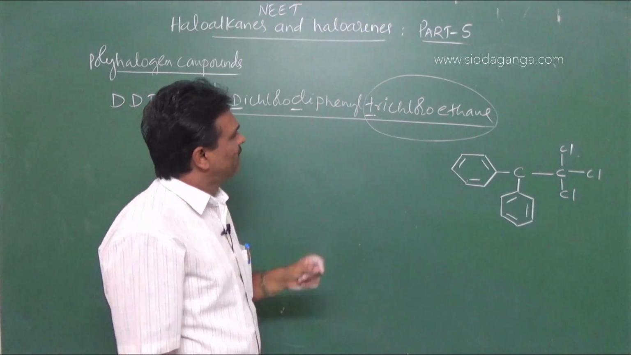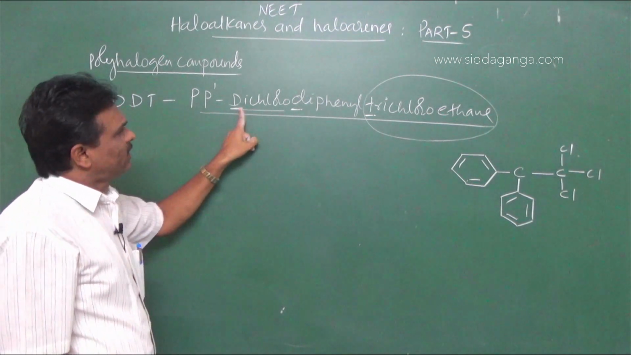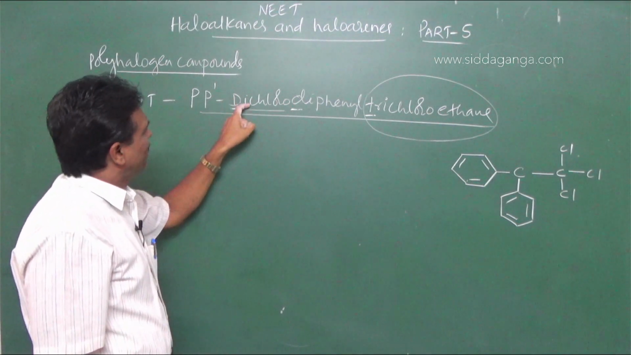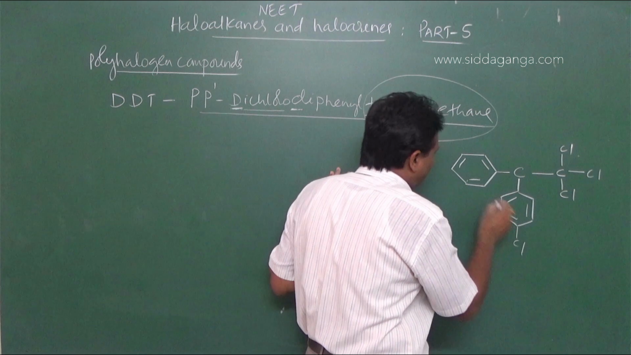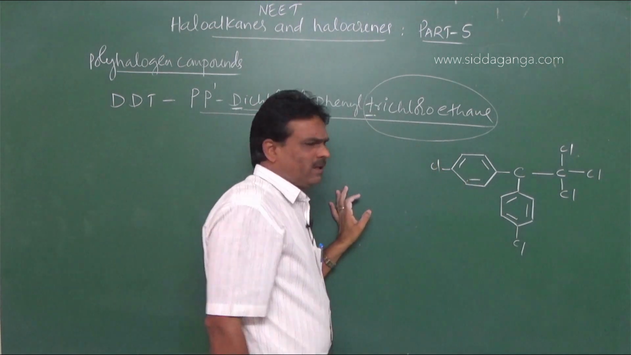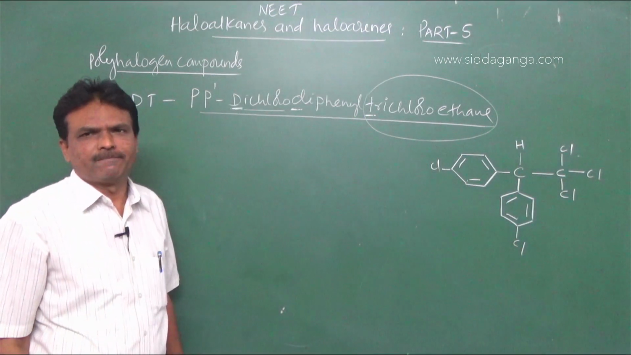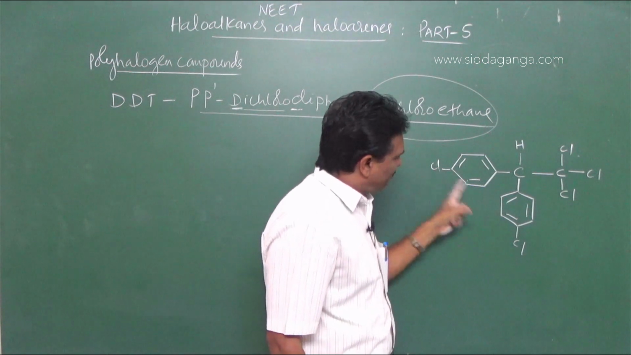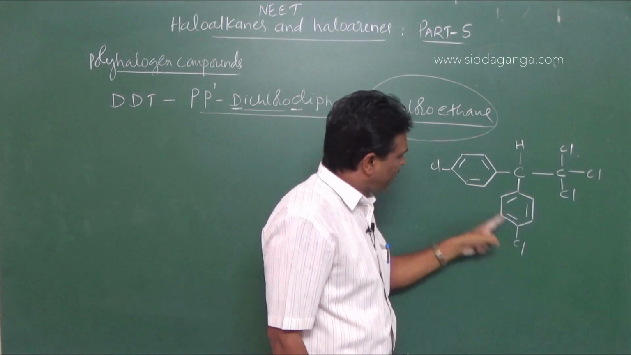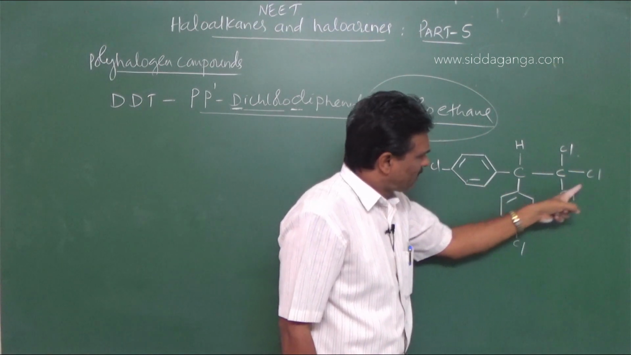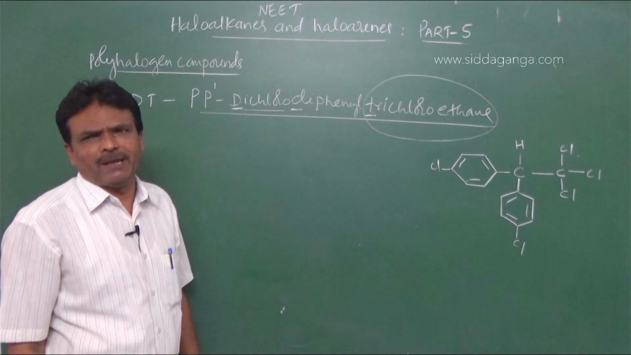So diphenyl. Then dichloro-diphenyl. 2 chlorine atoms are present in para position, exactly opposite position chlorine atom. Here also one chlorine. Then the valency is satisfied with H. So this is the structure of DDT. Dichloro, para-para, diphenyl, trichloroethane. So how is this compound prepared?